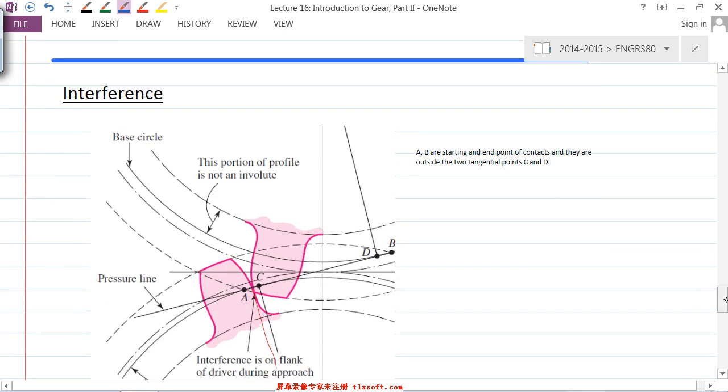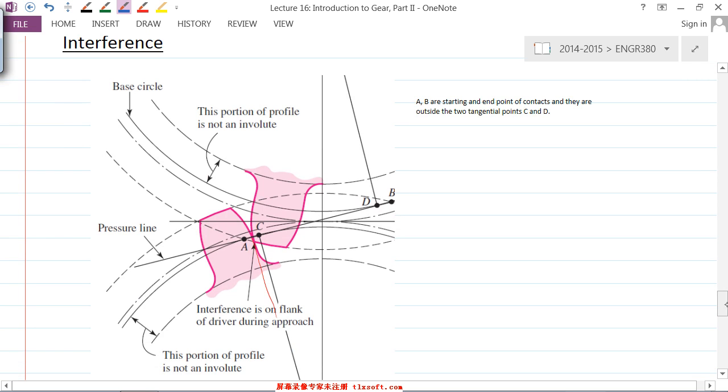And the last concept is interference. This is a pretty interesting concept too. Interference basically means, in short, when the involute portion gets in contact with the non-involute portion, you have interference. So that's basically the concept of interference. Let me write it down here.